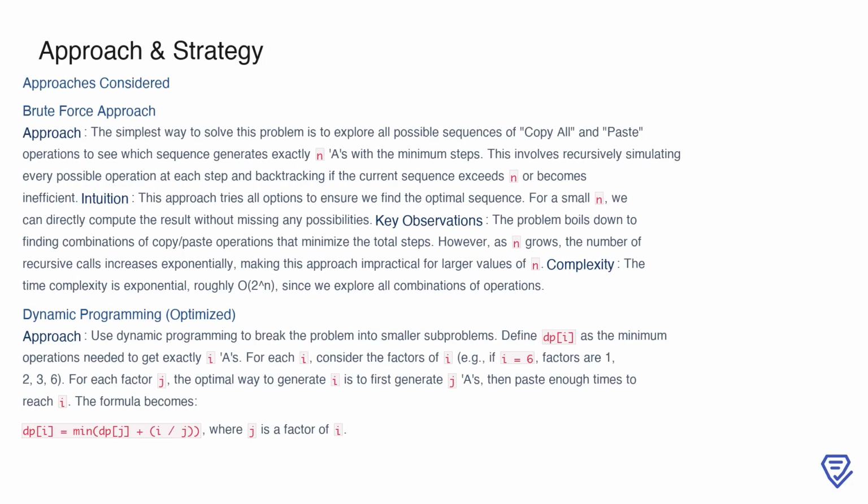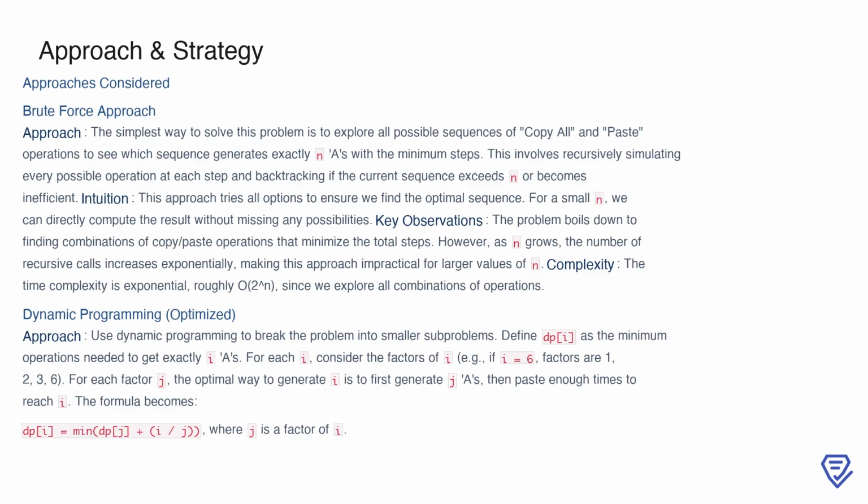The first approach we considered is the brute force method. Here, we attempt to explore every possible sequence of copy all and paste operations to determine the minimum number of steps required to generate exactly n A's. This involves using recursion to simulate all possible operations at each step and backtracking whenever the current sequence either exceeds n or becomes inefficient. The intuition behind this method is simple: by trying every possible combination, we can ensure that we find the optimal solution.